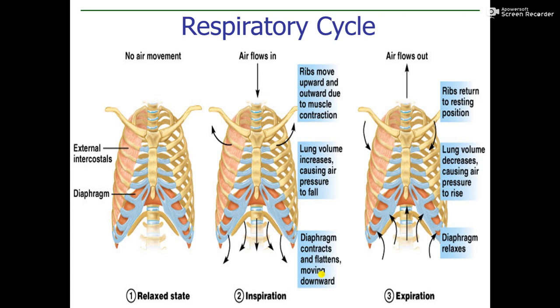And the third one, in expiration, the airflow goes outside, meaning the carbon dioxide gas is released. When the air flows outside, what happens with the ribs? The ribs return to the resting position, as in the normal state. I think you will see no difference between this one and this one. So as the air flows outside, the lung volume decreases, causing air pressure to rise, and the diaphragm relaxes.